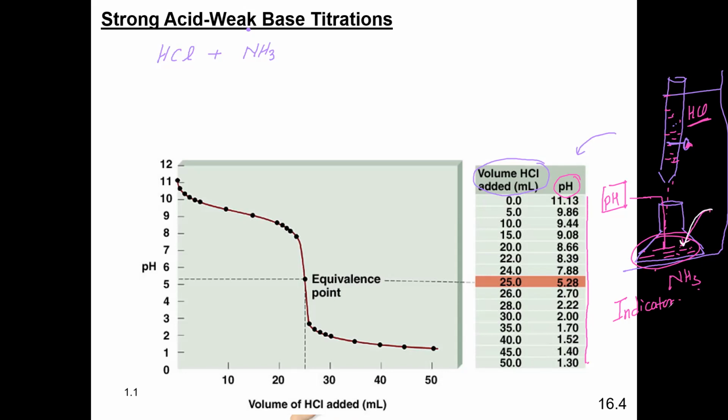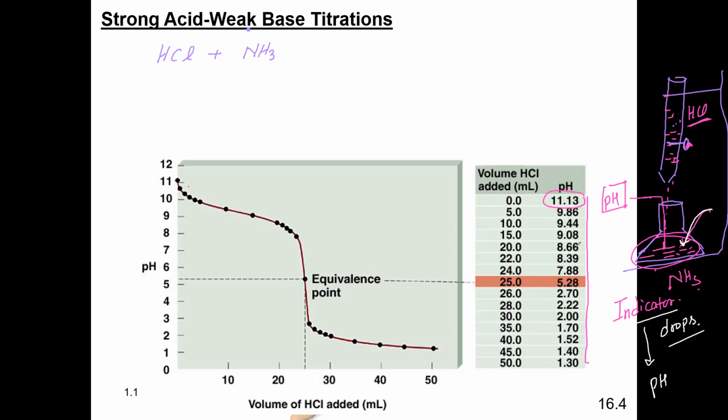How much indicator should we add? Only a few drops, 1 or 2 drops. That's it. Indicators are very sensitive to pH. So once they are in the ammonia, pH is high. You can see ammonia is a base. pH is high. Indicator has a different color.